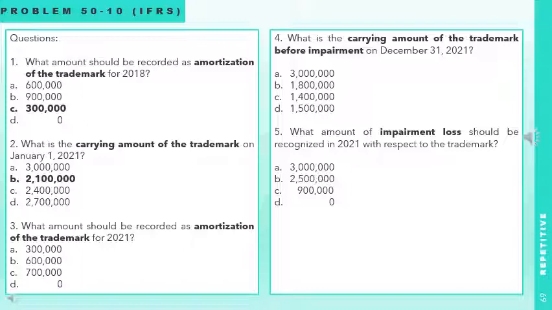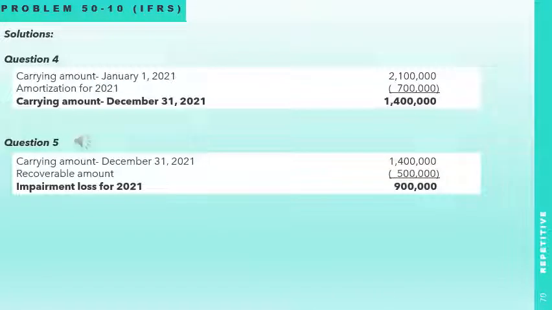For the last question of problem 50-10 in this chapter, kukuhanin naman po natin ang impairment loss na mare-recognize in 2021 with respect to the trademark. To get the answer, proceed po tayo sa solution. Next slide.